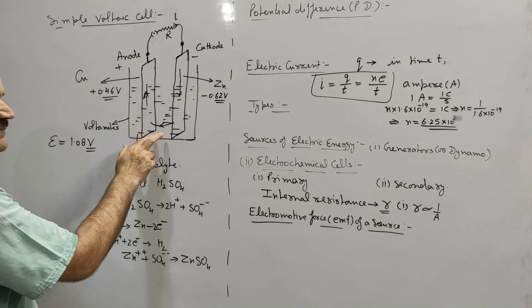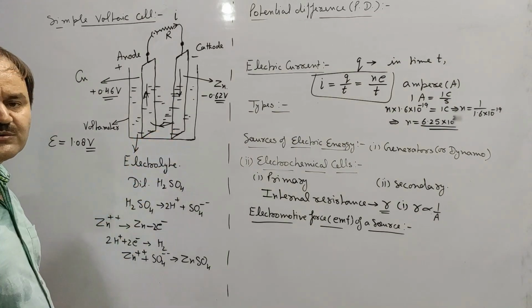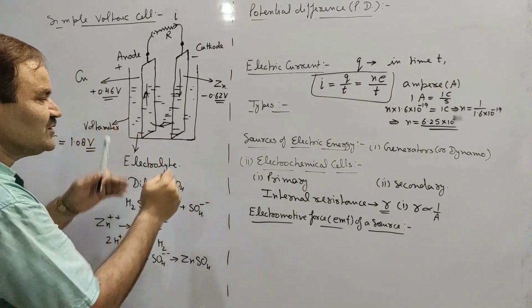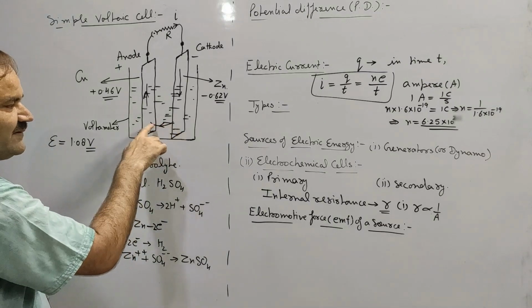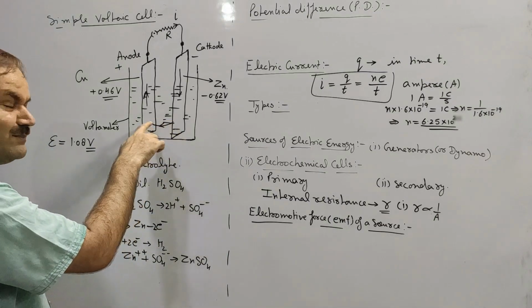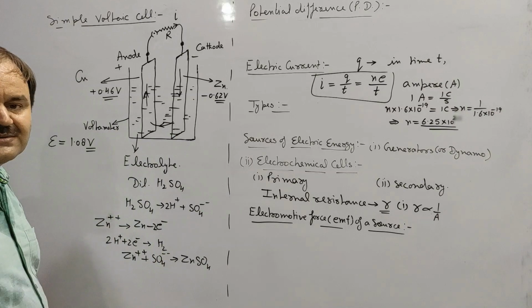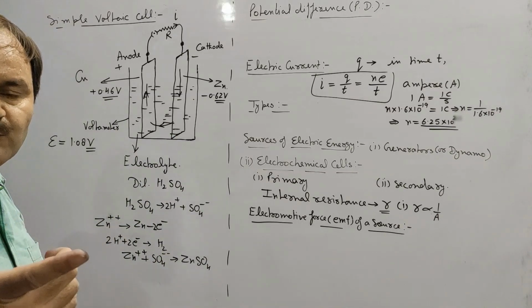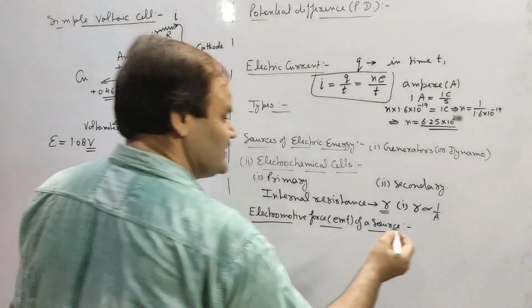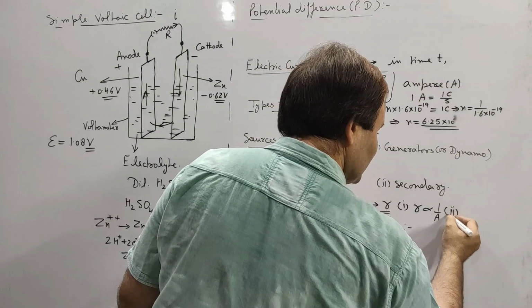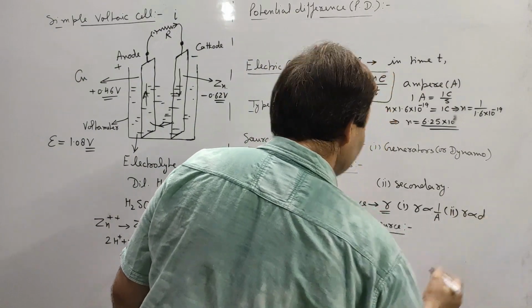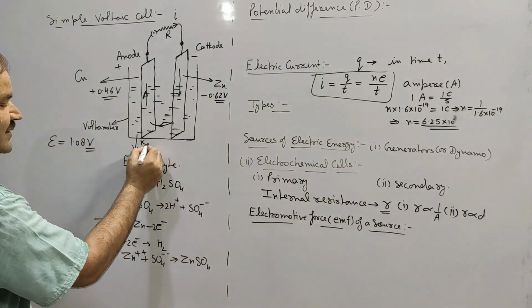The second factor is the distance between the electrodes. If the distance between the electrodes is more, then current will have to travel more path through the electrolyte, and more path means more opposition. So internal resistance will be directly proportional to the distance between the electrodes.